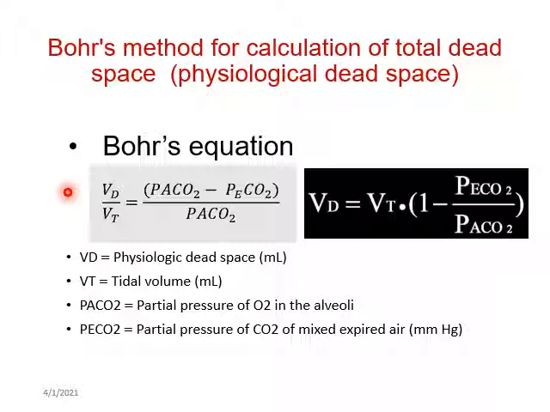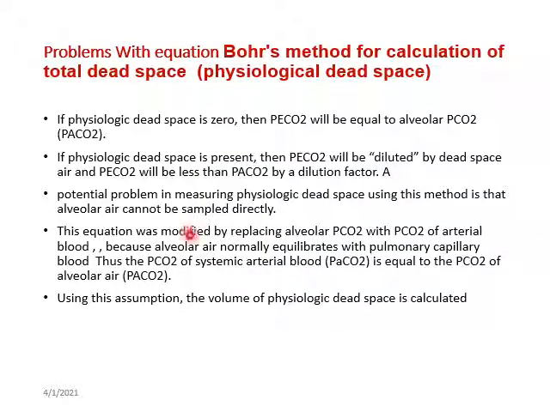However, if there is an alveolar dead space, usually what they did, due to these difficulties and because it is difficult to measure the alveolar CO2, or the partial pressure of CO2 in the alveoli, we assume that the alveolar CO2 will, during breathing, equilibrate with the partial pressure of the carbon dioxide in the arterial blood. One can replace this value by the arterial CO2, or the partial pressure of CO2 in the arterial blood. These are equations, as I said.